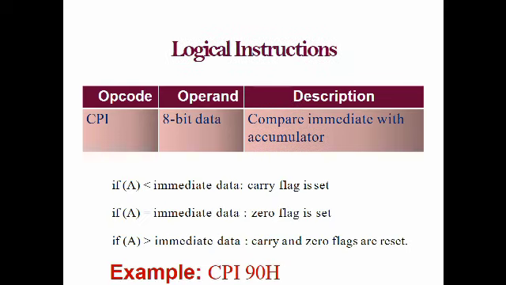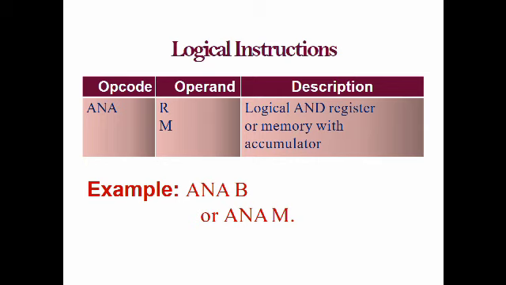Next instruction is compare immediate data. This is the same as the earlier instruction, but in this case the contents of the accumulator are compared with the immediate data. If the accumulator contents are less than the immediate data, the carry flag is set. If the contents of the accumulator are equal to the immediate data, the zero flag is set. If the contents of the accumulator are greater than the immediate data, then the carry and zero flags are reset. For example, CPI 90H. Next instruction is AND R or M.